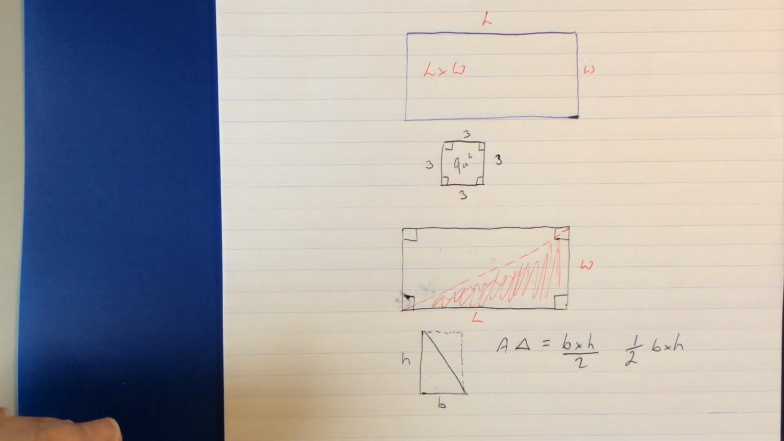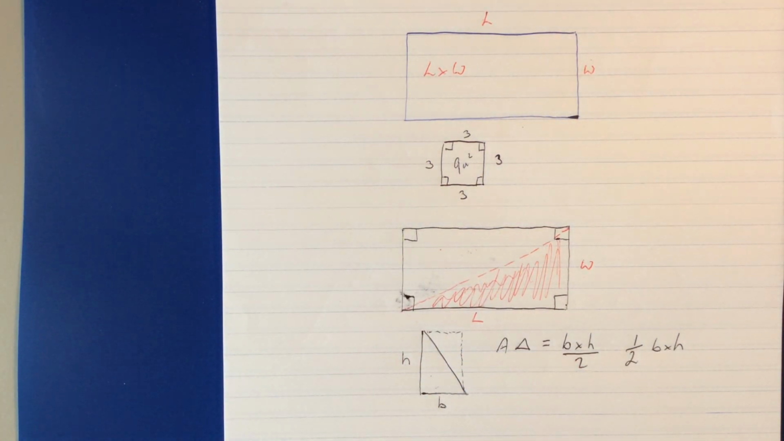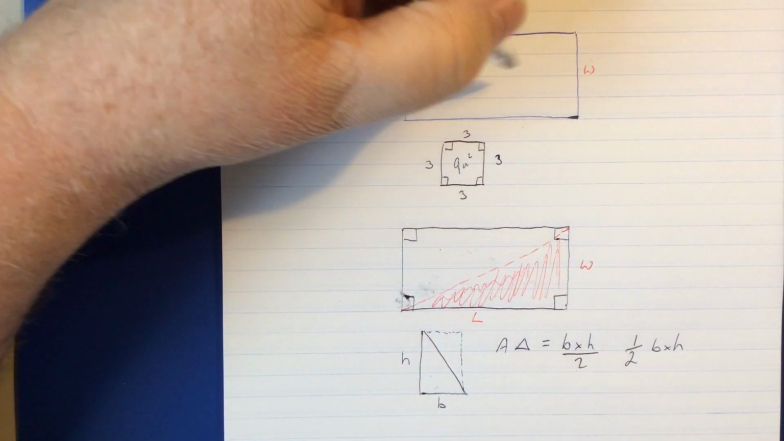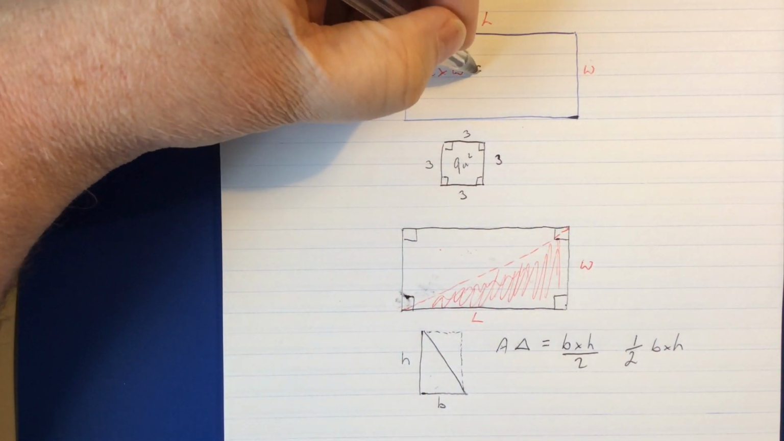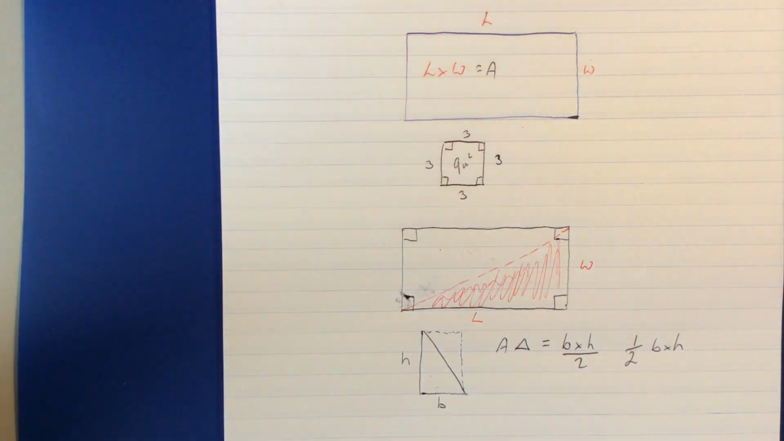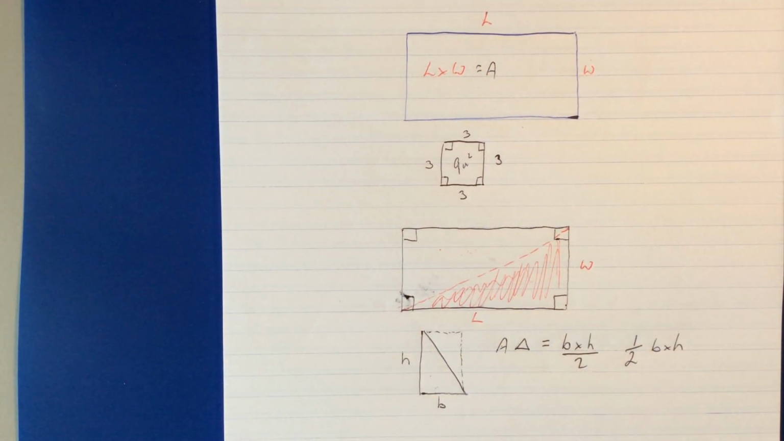Now, there aren't many formulas that you're expected to remember in mathematics. You're expected to remember these, and you're expected to remember this one. Length times width equals the area. Those two you are expected to remember.